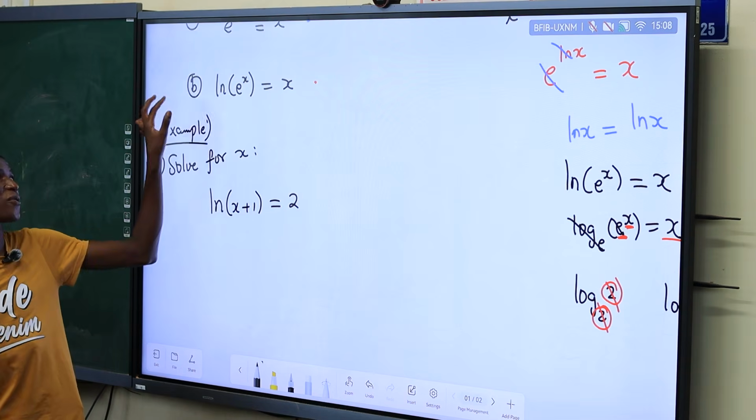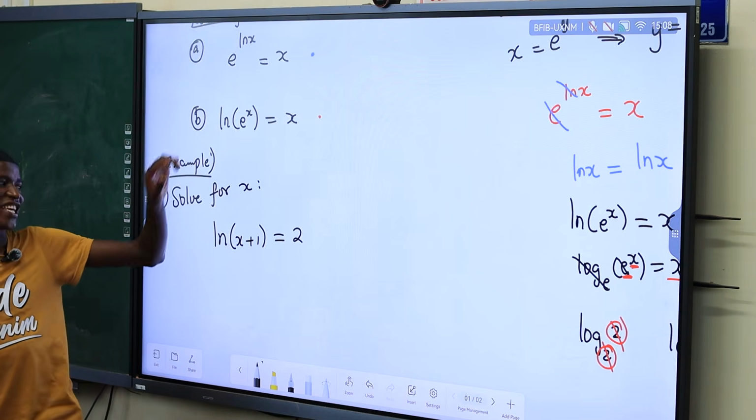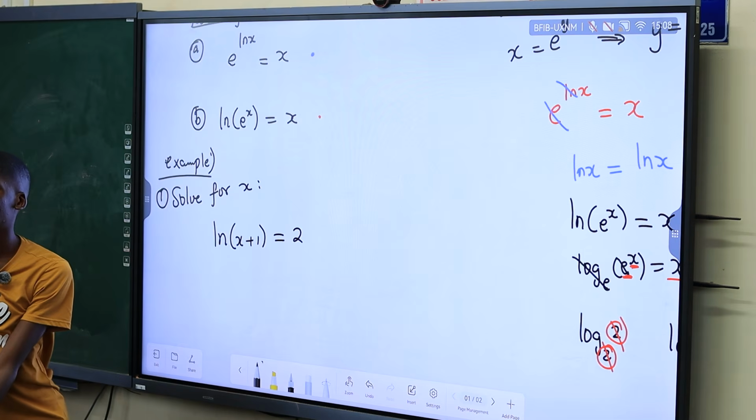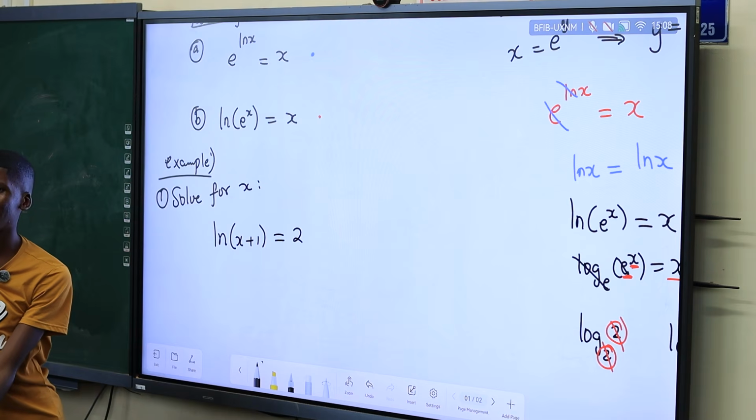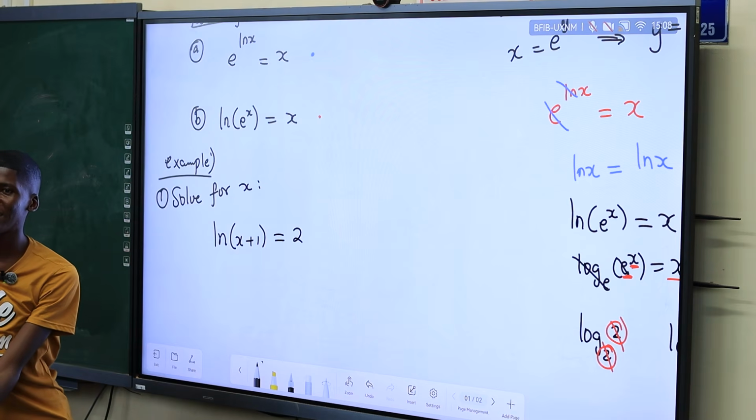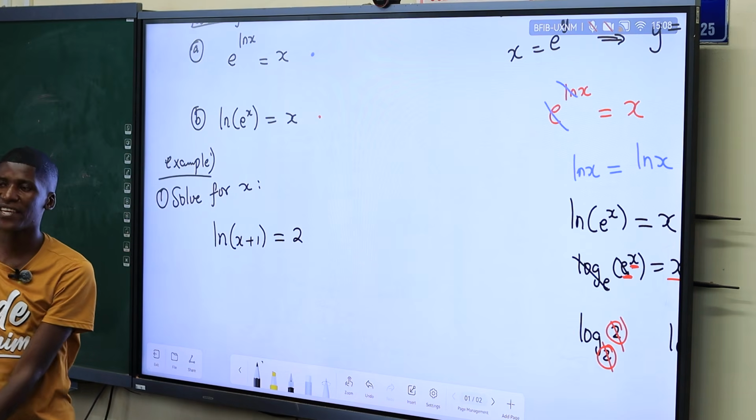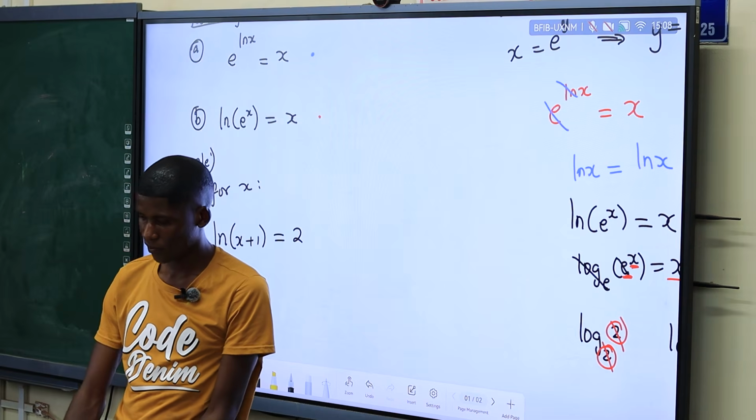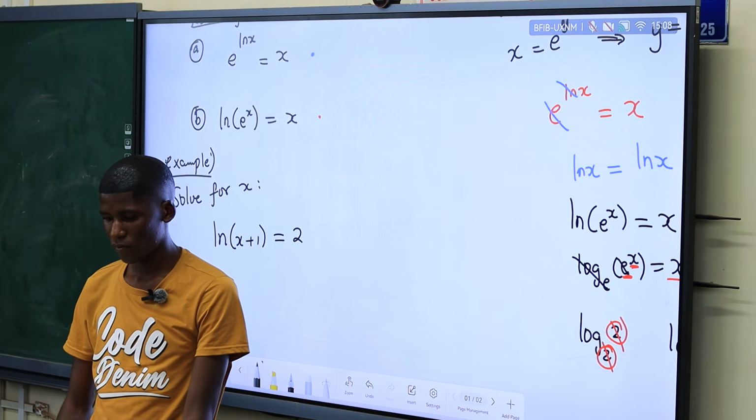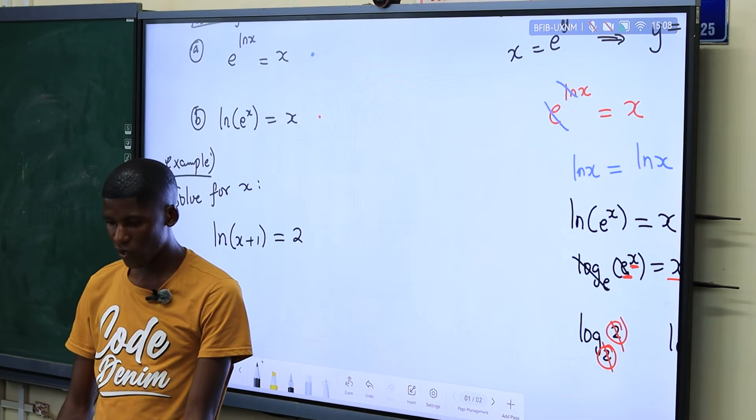First, understand those laws. Okay, solve it. How can you solve for x? Try it down, you can write it down. ln of x plus 1 is equal to 2. Solve for x. How can you solve for x?